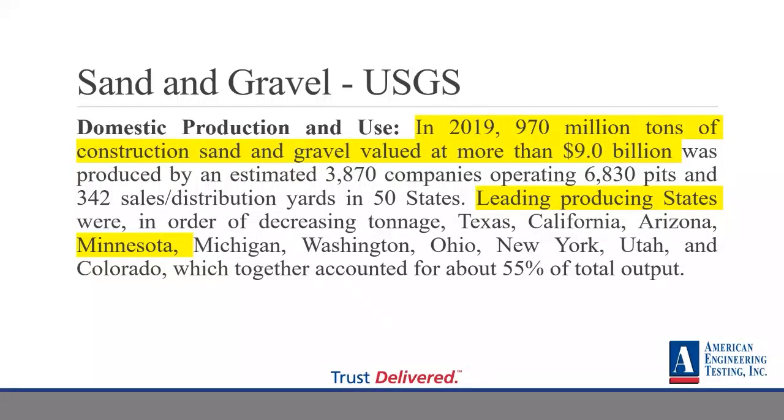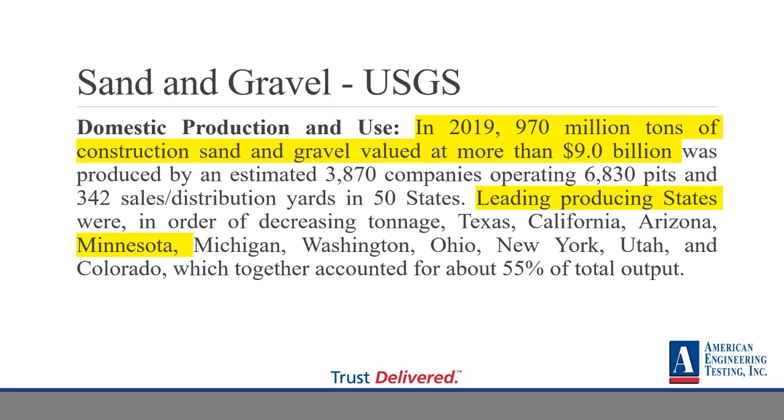So separately from crushed stone, they also use sand and gravel, and these sand and gravel operations in 2019 contributed 970 million tons of construction sand and gravel, valued at more than $9 billion. So I highlighted the leading states. Obviously, my home state, Minnesota, is typically in the top 5 for sand and gravel production. A couple reasons for that is that we had some glacial activity in the past that left really great sand and gravel deposits, and a lot of it happened to be near our metropolitan area.